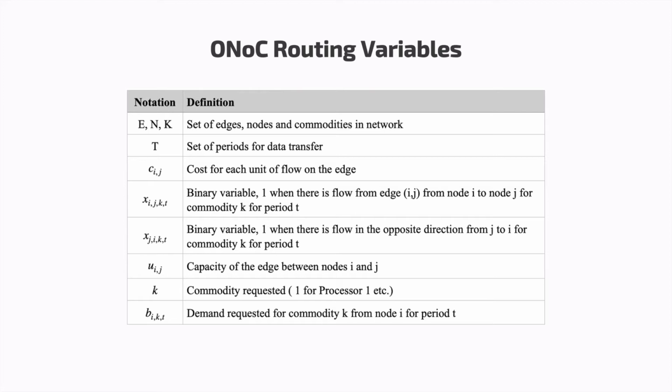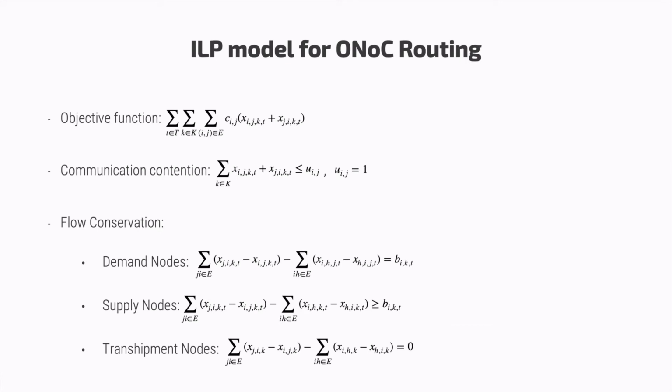The input of the model is given by the demand requested for a certain commodity by a specific processor during a given time period. The output of the model is then the routing path for the transfer of data for inter-processor communication. The objective function of the model is to minimize total cost, which is given by the sum of the cost of all flows in the network.